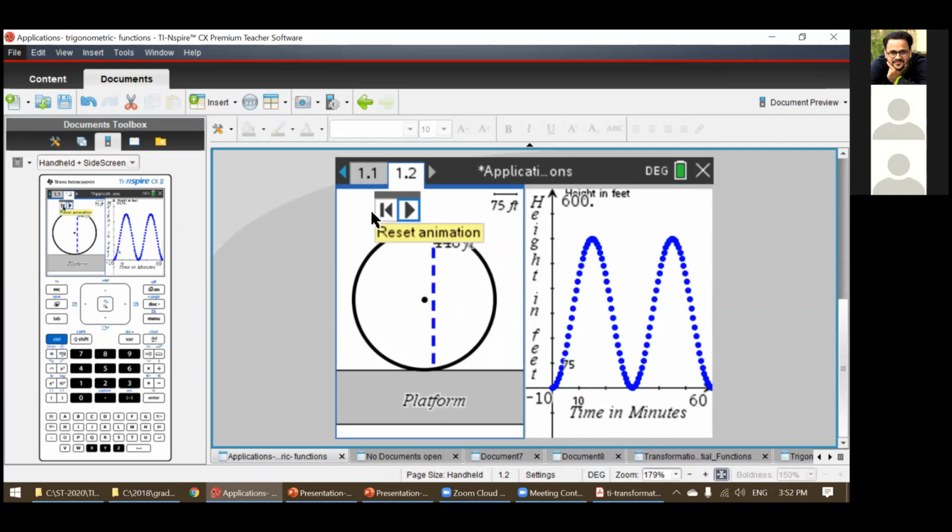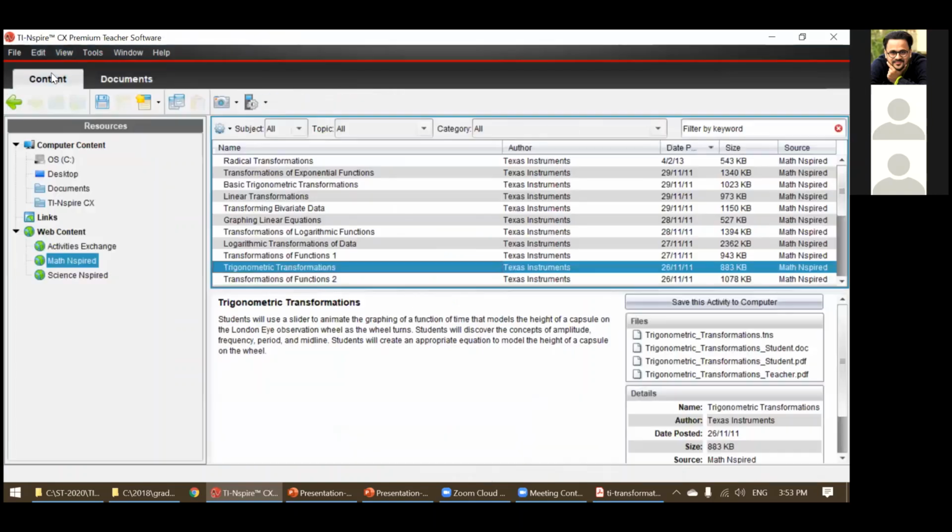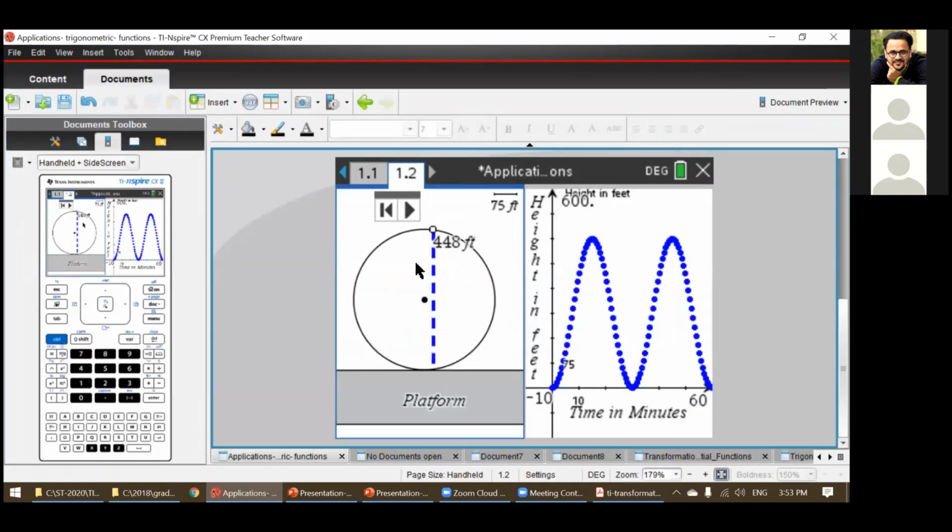Now, the best thing about having an emulator is, if you go on to content and then come to Math Inspired, and type in any of your functions here, you can find all your TNS files here, if of course you have the advantage of having your emulator with you. If you have any further questions, I'll be happy to take that.